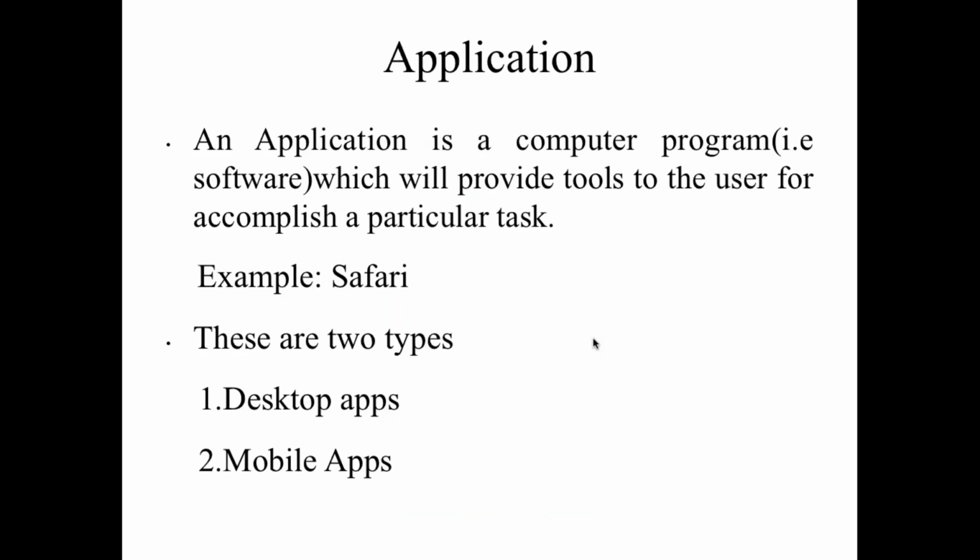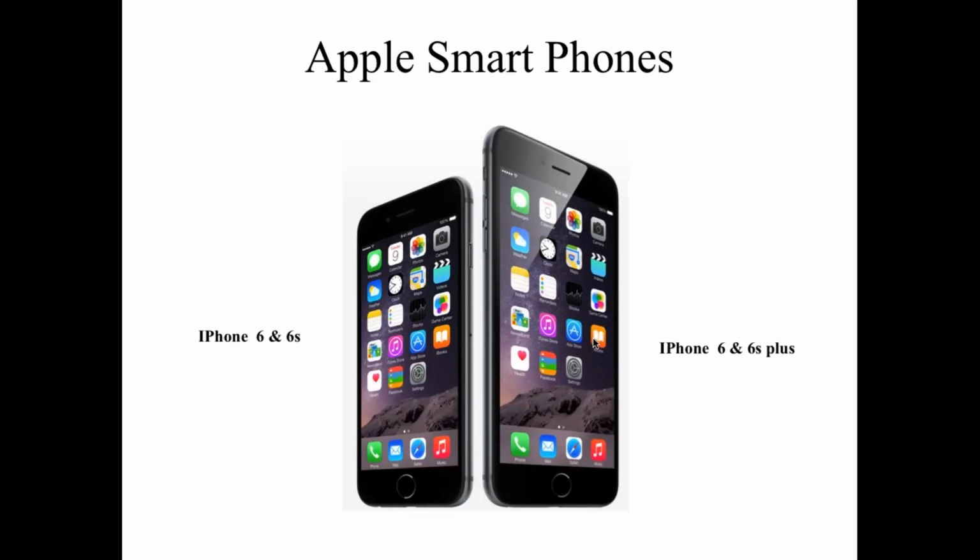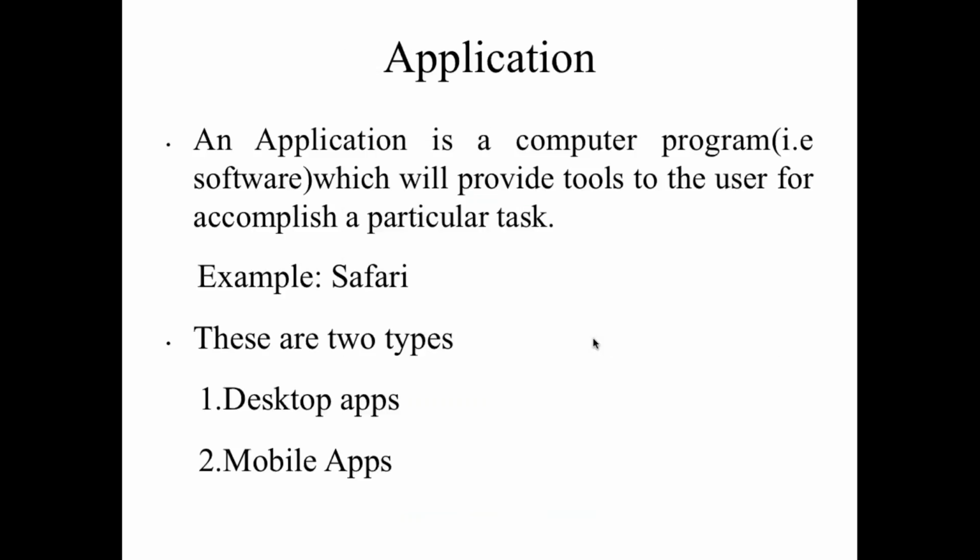And the next thing is application. Whatever we discussed so far is about the mobile phone, and the next thing is application. We already know that an application is a small piece of software, a tool that will help us do some particular operation. These applications are of two types: desktop application and mobile application. The applications we can install on the desktop are called desktop applications, and whatever we can install on the mobile phone are called mobile apps.